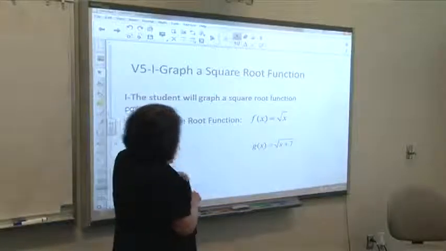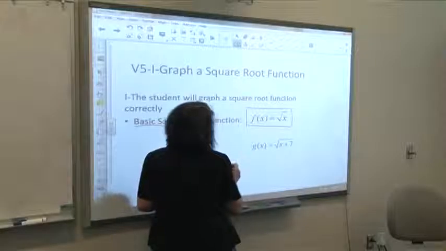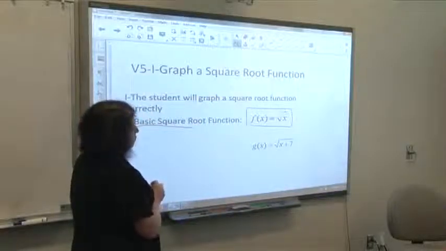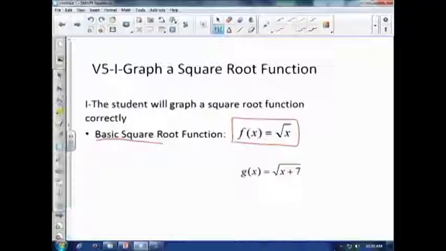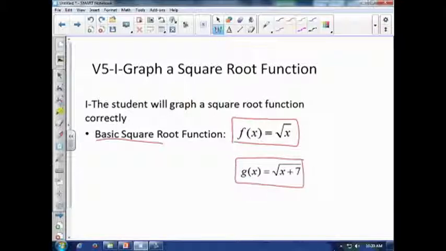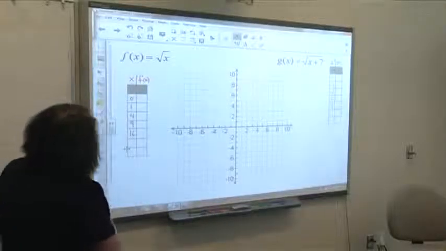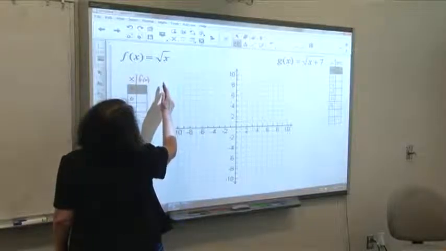So I have the basic square root function, which is f of x equals the square root of x. It's really important that you understand what the basic function for any function looks like, how the graph looks like. It helps you understand how the other functions look. So we're going to graph the basic function, and then we're going to graph g of x, which is the square root of x plus 7. So let's do that.